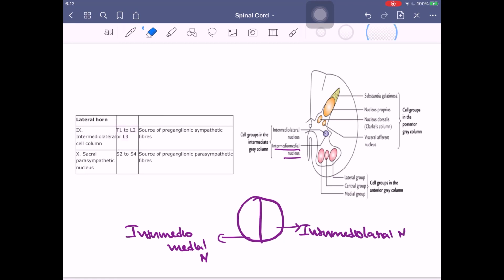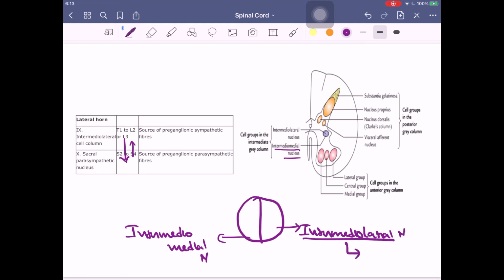Intermedio medial should be, this is again wrong, it is given wrong in Vishram Singh. Because if you are saying this is free, which is sympathetic, this is correct, this is sympathetic only. So the intermedio medial nucleus is present in S2 to S4, but here it is saying L3. So this is again given the other way around.